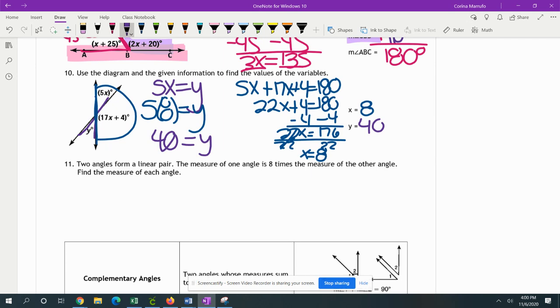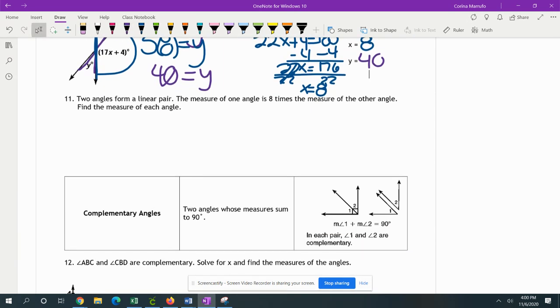All right, the next one, it says 2 angles form a linear pair. The measure of one angle is 8 times the measure of the other angle. Find the measure of each angle. Okay, so first, it says 2 angles form a linear pair. So I'm going to go ahead and draw a linear pair. When they don't give you a picture, you need to take it upon yourself to make the picture. Then it says the measure of one angle is 8 times the measure of the other angle. So the bigger angle, I'm going to make it 8x. This is an obtuse angle, so it's a little bit bigger. And then the other angle would be just x.